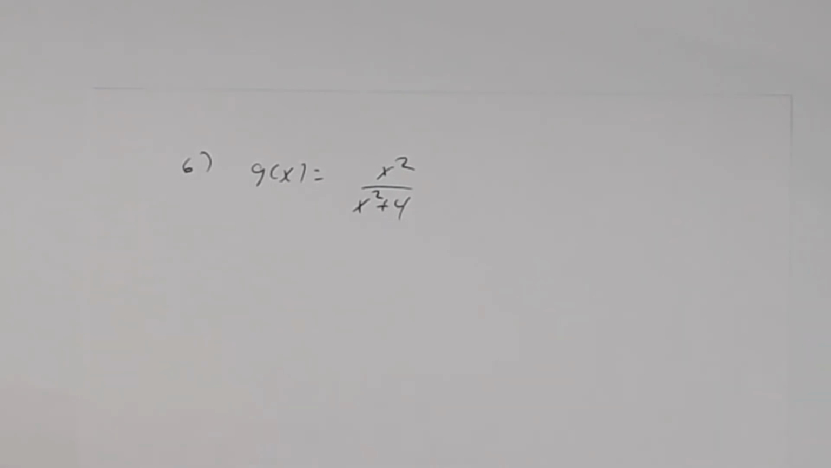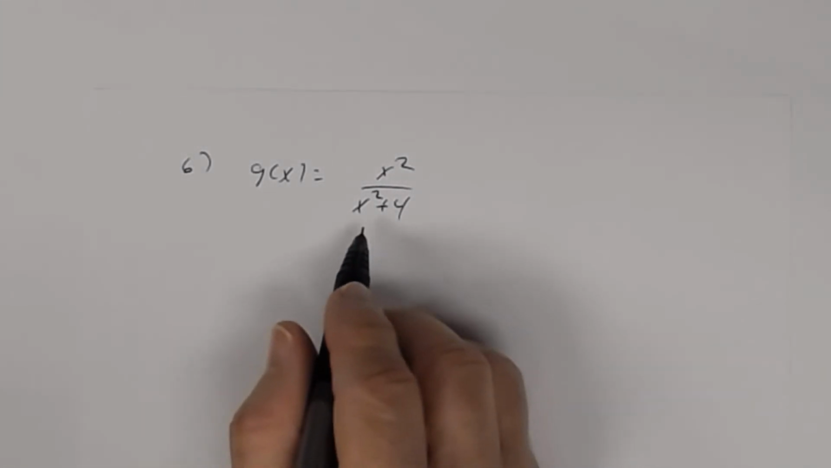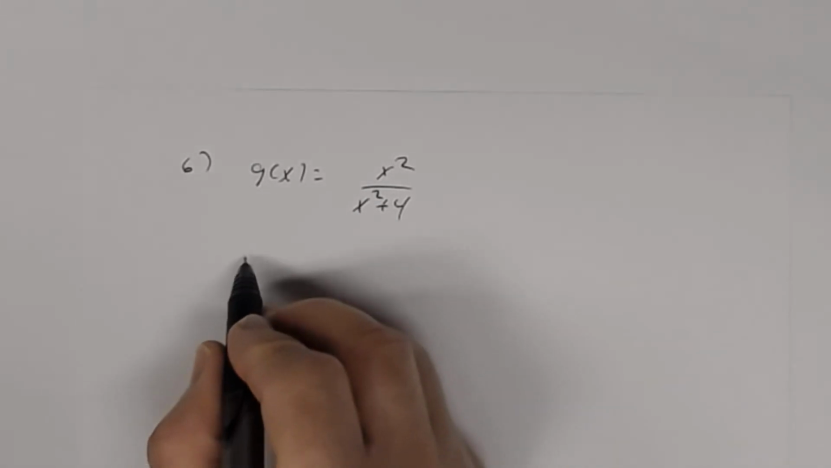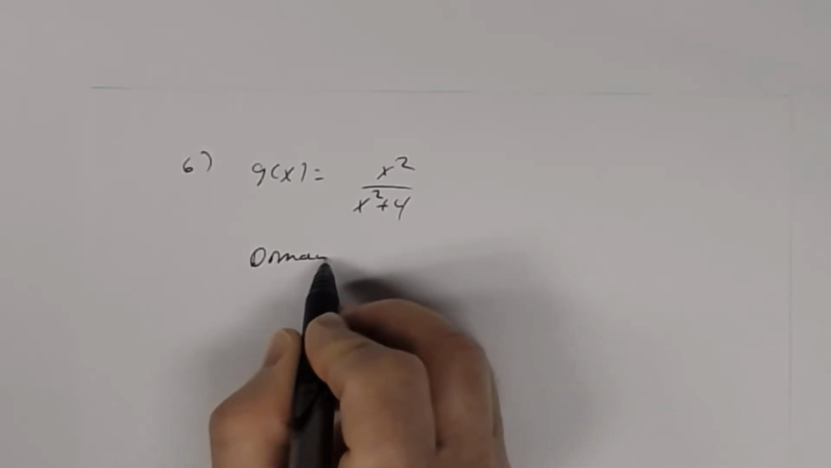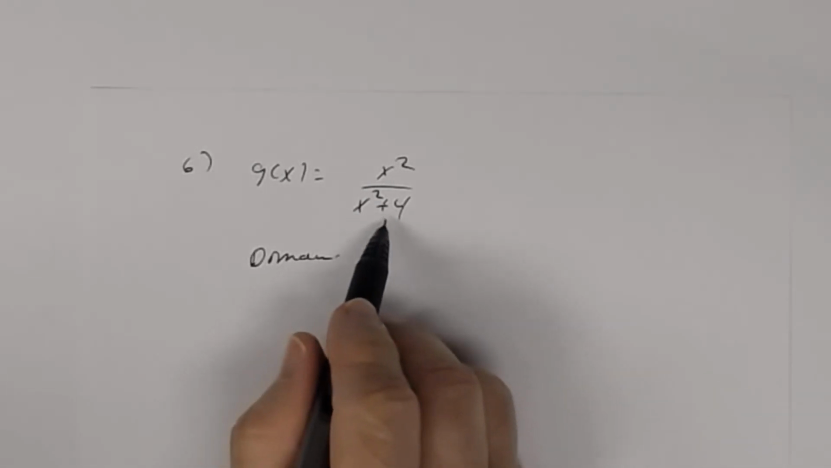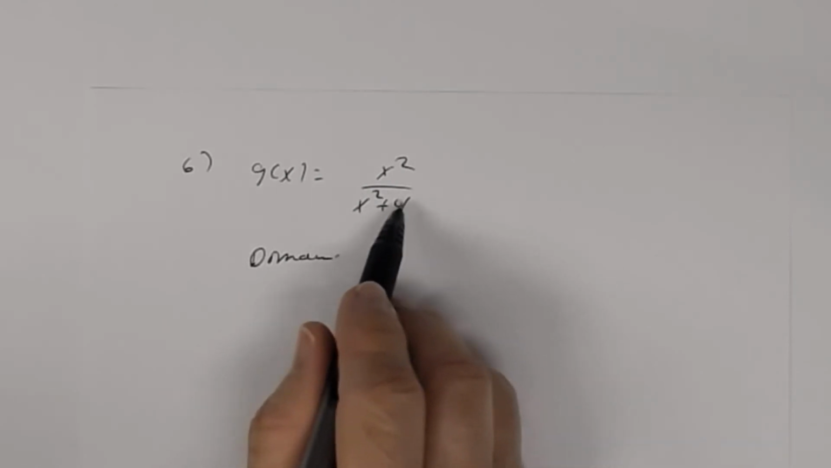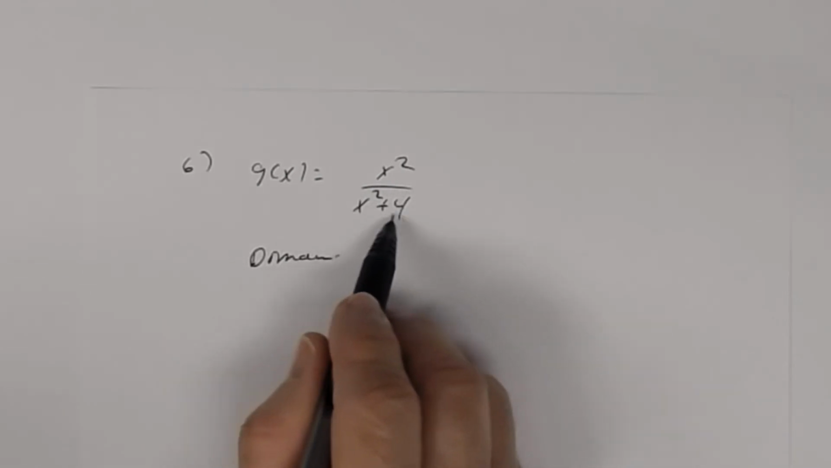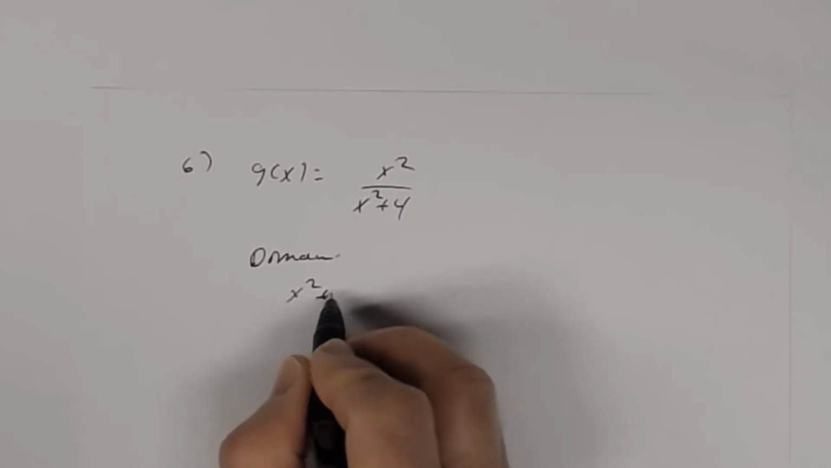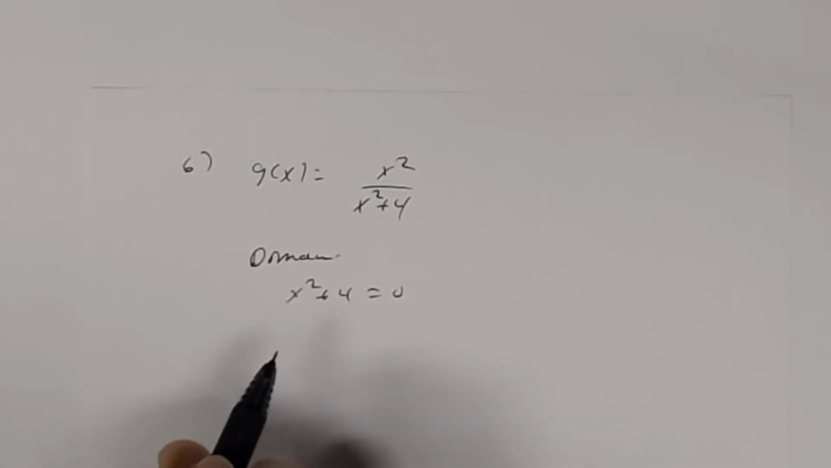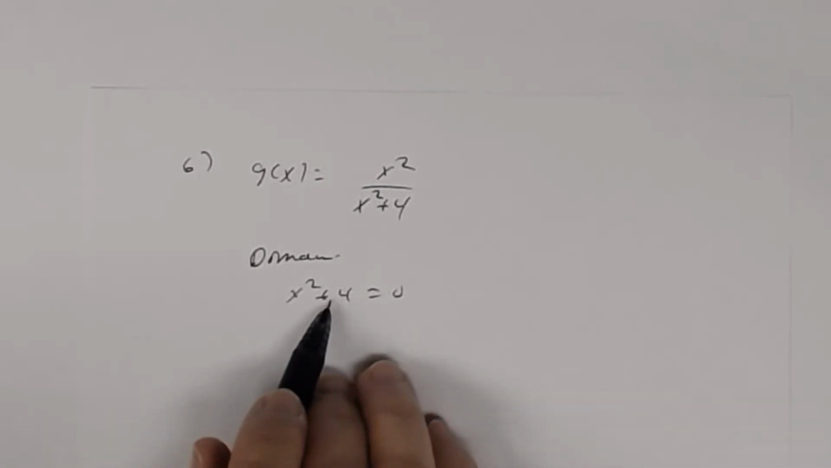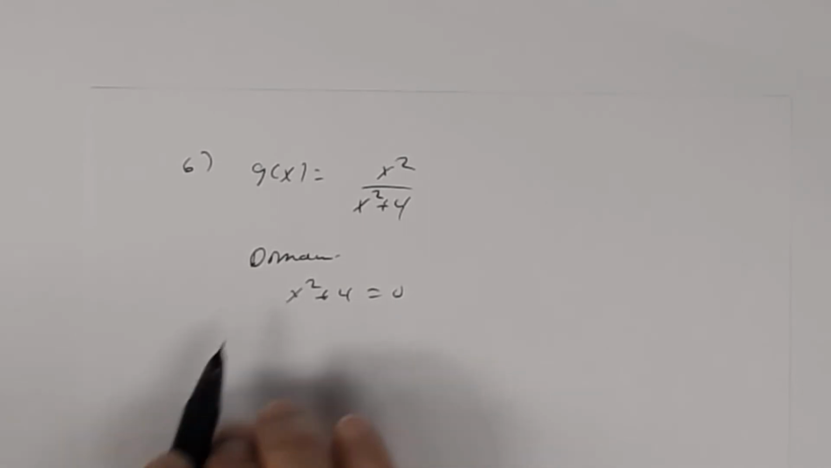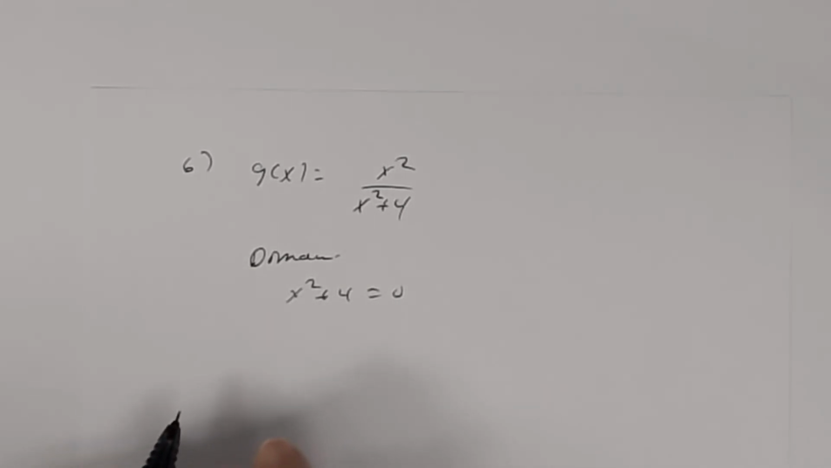So we've got to find the restrictions, right? First of all, we're going to find the domain. And to find the domain, we're going to determine the zeros of the polynomial that's in the denominator. Some of you may recognize, hey, this is the sum of two squares, and the sum of two squares cannot be factored. That's true.